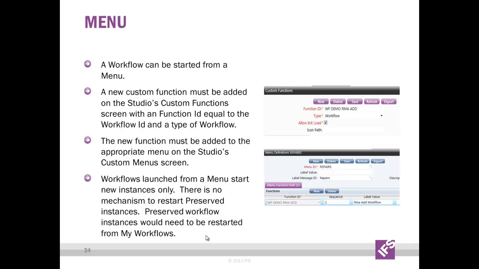You can add a workflow directly on the menu. You would do that by going to the Studio's custom functions and adding a function ID for it first, which would be equal to your workflow ID, and then have a type of workflow, as shown here on the screenshot. Then you add that function to whatever menu you want to add it on to by going to the Studio's custom menus screen.